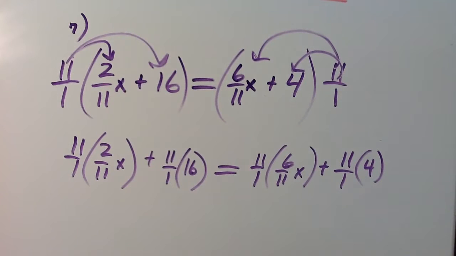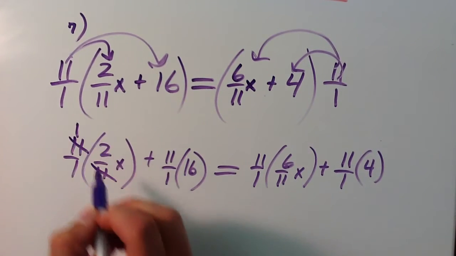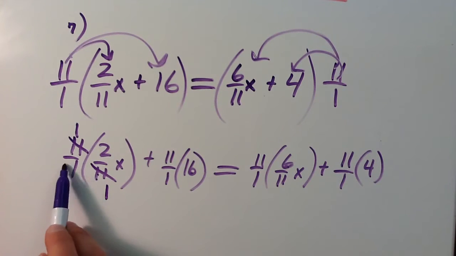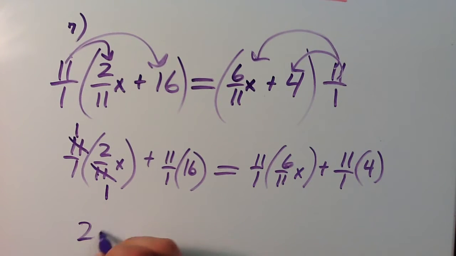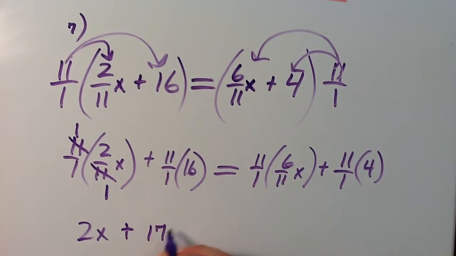Do you see how I'm multiplying both sides of the equation by the same number, 11? I'm multiplying the left side by 11 and the right side by 11. Every single term in the equation gets multiplied by the same number so that the equation stays balanced. Now let's cross simplify. Here I have 11 over 11, which is the same thing as 1 over 1. So I have 1 times 2x, which is simply 2x. Here I have 11 times 16, which is positive 176.